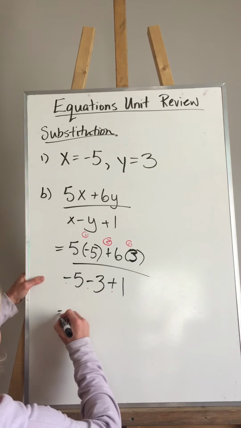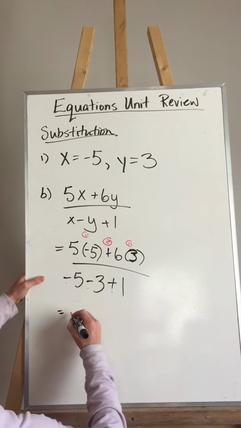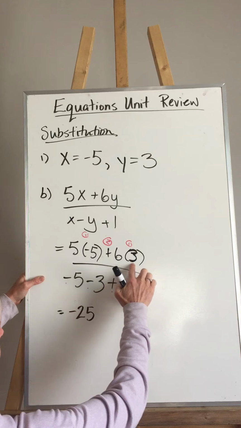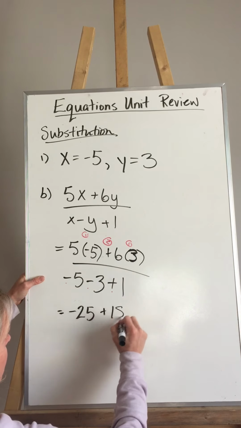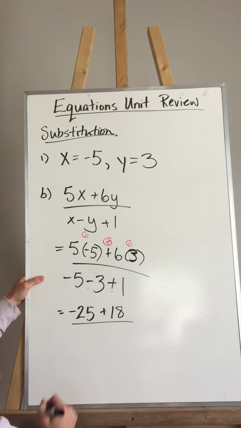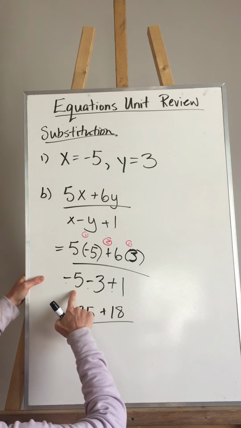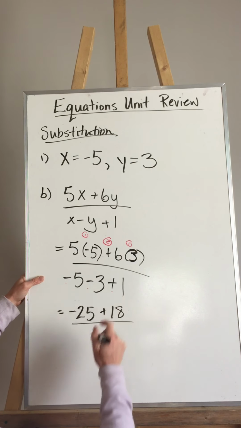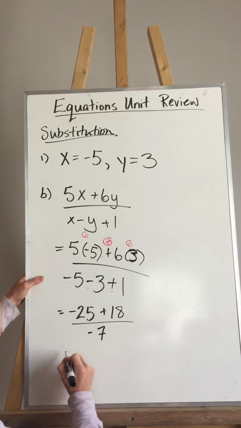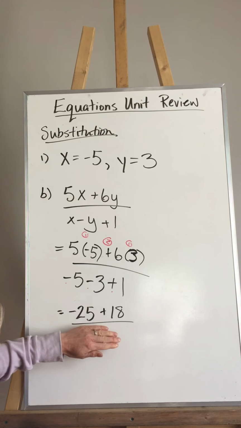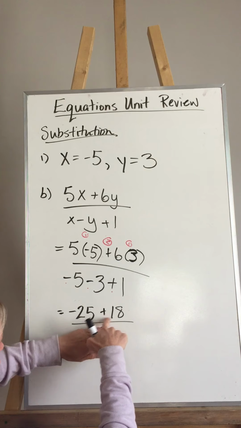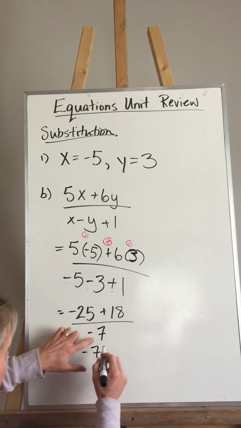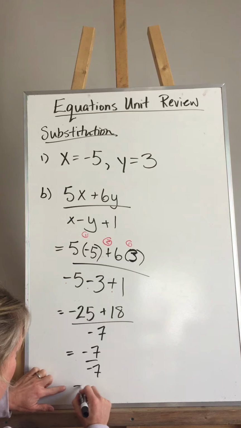Okay, so my next line is going to be 5 times -5, that's -25, and 6 times 3, that's going to be plus 18. Okay, and then my bottom, I'm going to have negative 5 minus 3, that's negative 8, plus 1 is negative 7. Okay, on the top, I have negative 25 plus 18, that should be negative 7. Okay, and then divided by negative 7, so my answer should be 1.